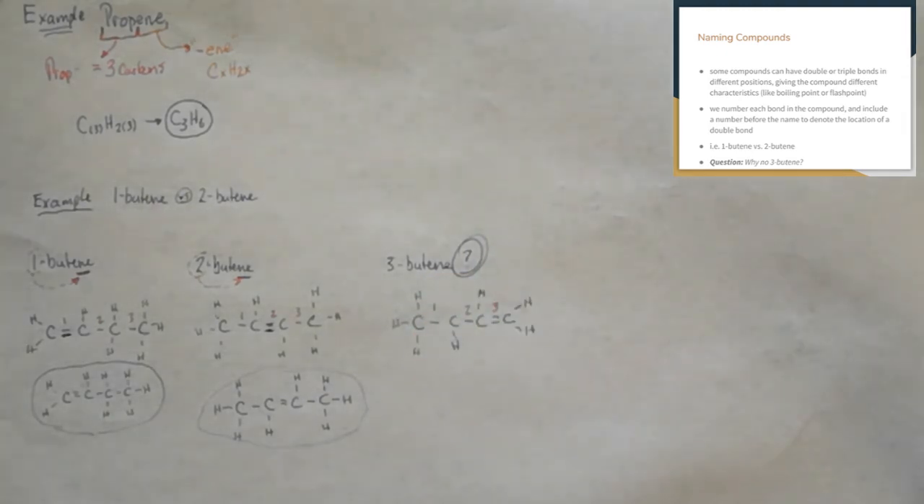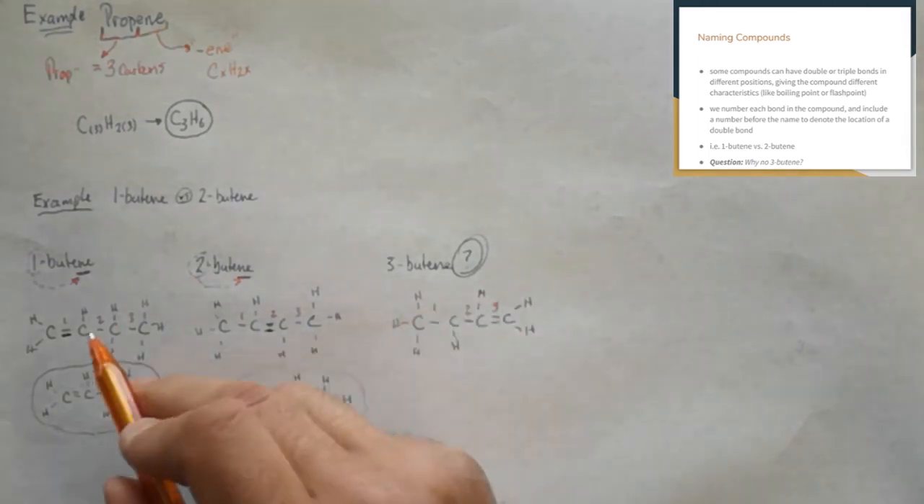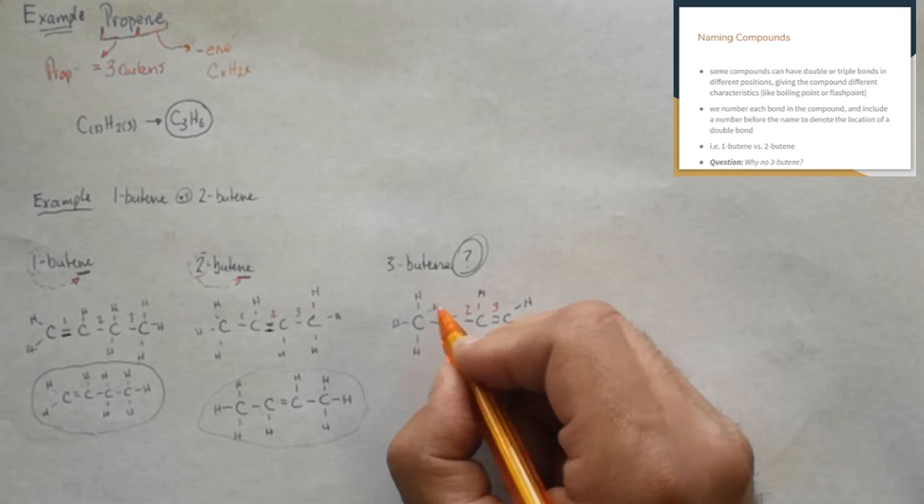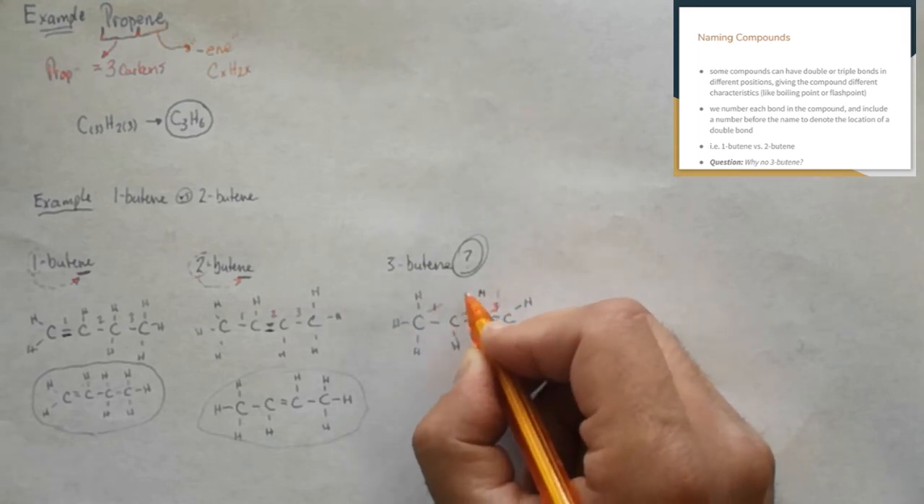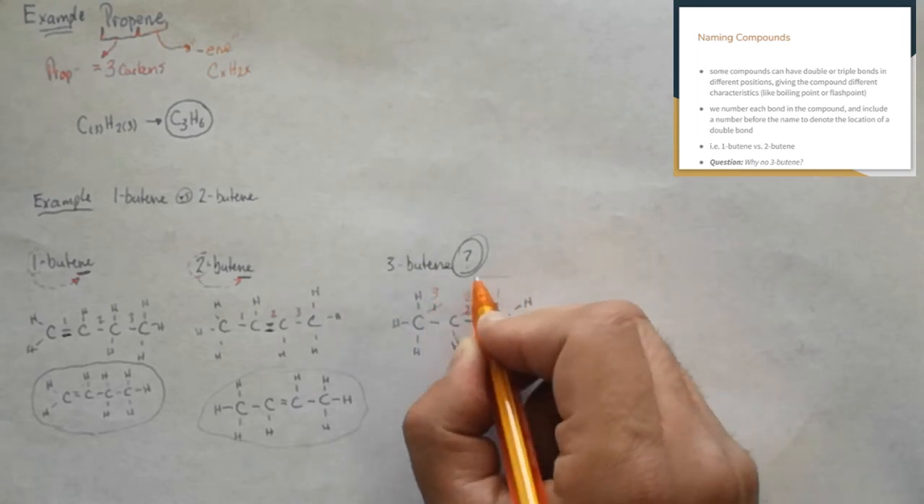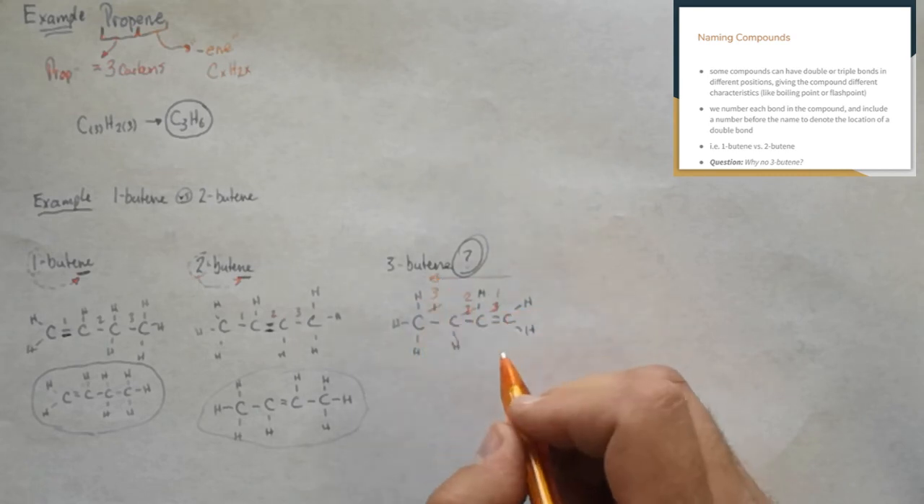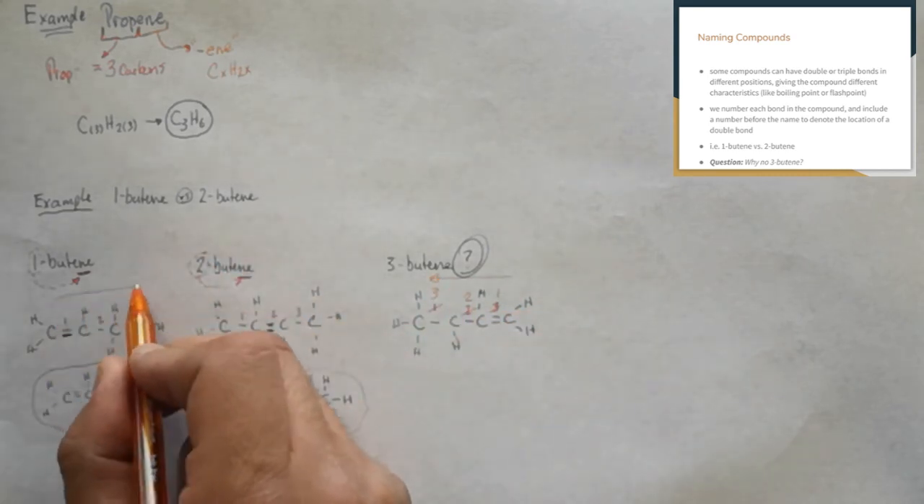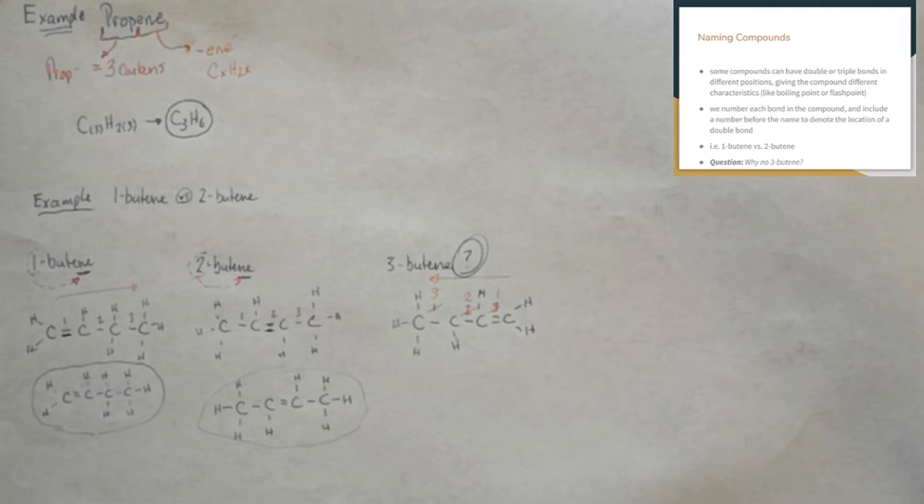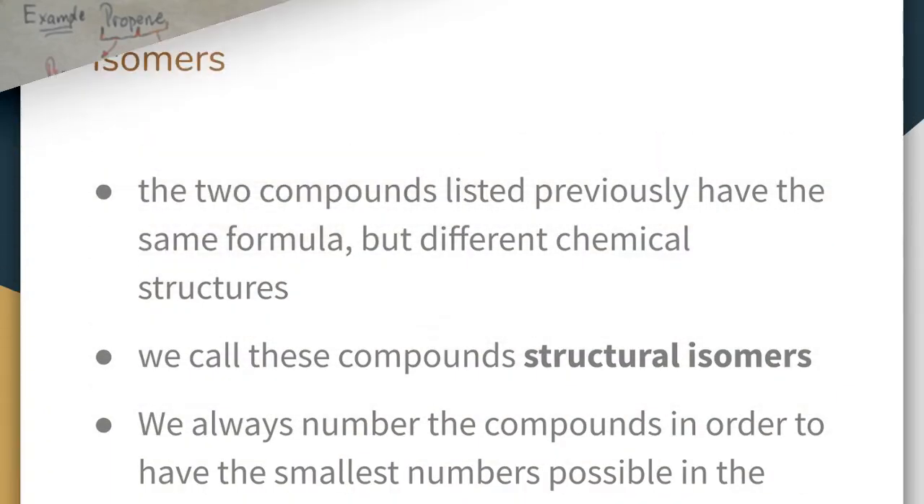Notice how a double bond in position 1 or position 3 represents the same molecule rotated 180 degrees. This is why when we count the bonds in a chemical compound, we count from left to right or from right to left, whichever direction gives us the smallest numbers in our name.